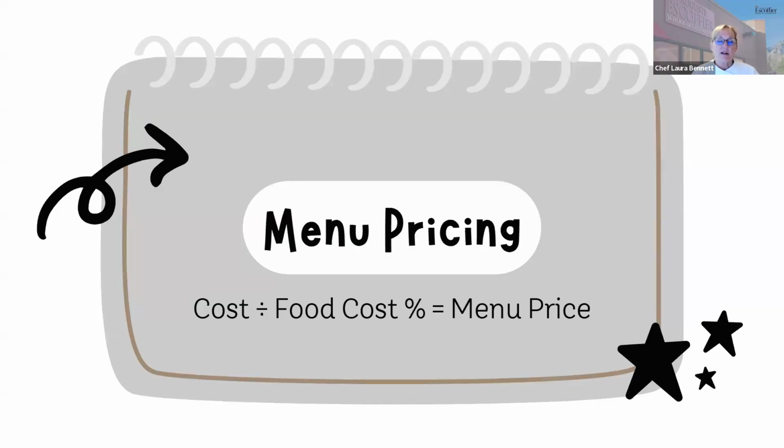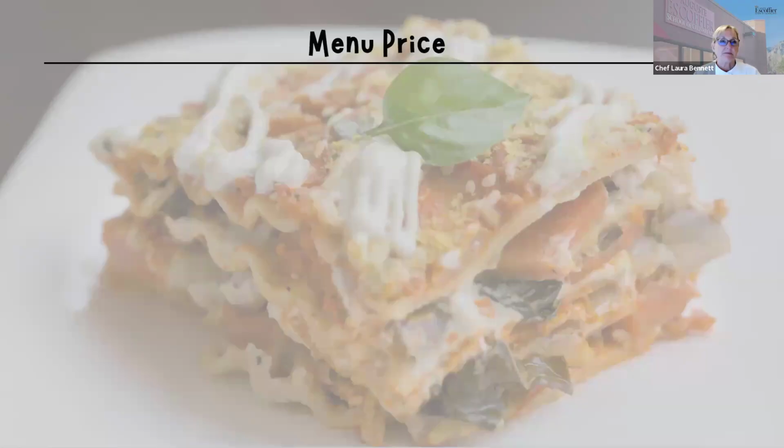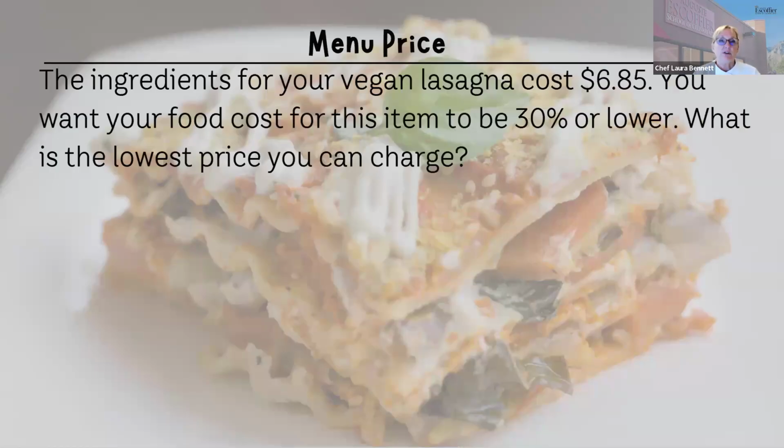Menu pricing: cost divided by food cost percentage equals your menu price. The ingredients for your vegan lasagna cost $6.85. You want your food cost for this item to be 30% or lower. What is the lowest price you can charge?